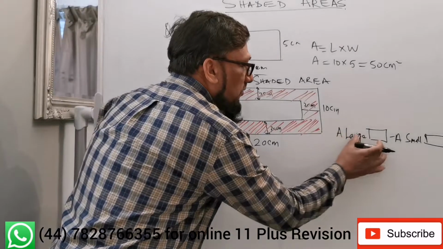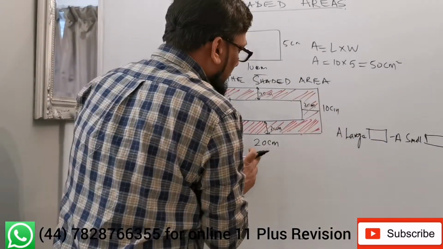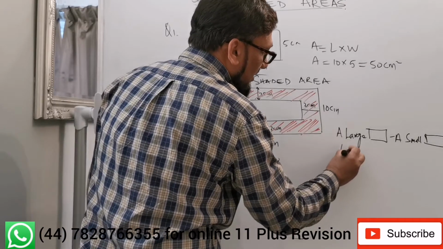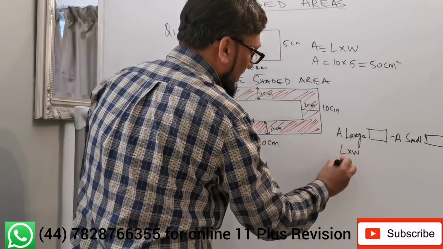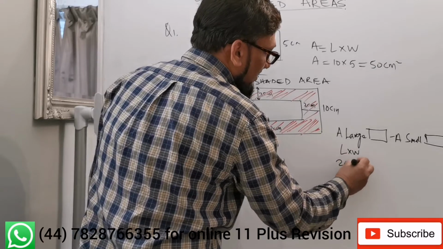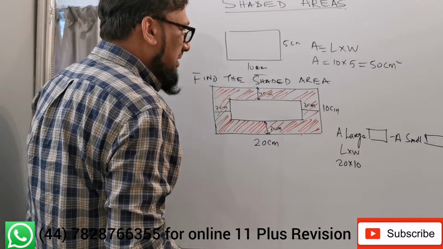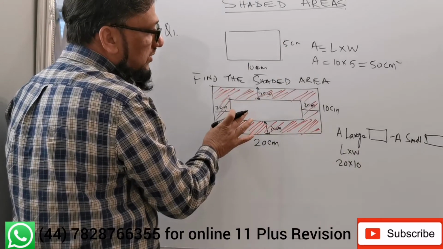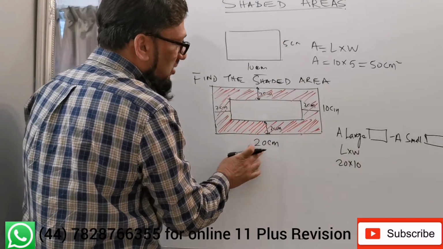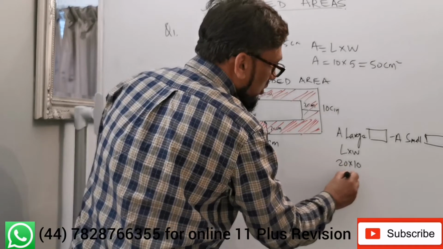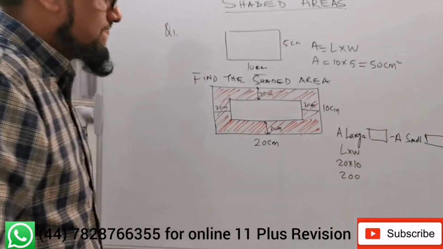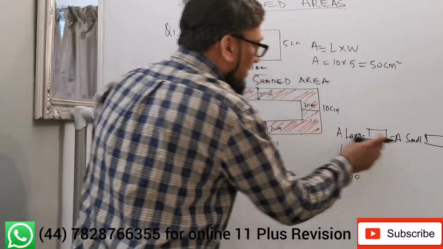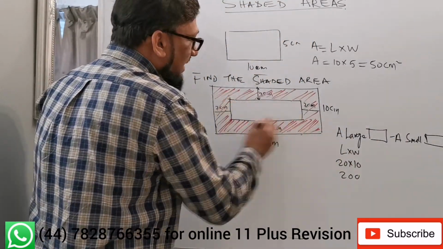So the area of the large rectangle, very simple. We know that it is length times width. So length times width, which is 20 times 10. So the area for the large rectangle, as normal the area we find for a rectangle, is 20 times 10, which is 200. And now we need to find the small rectangle, okay?